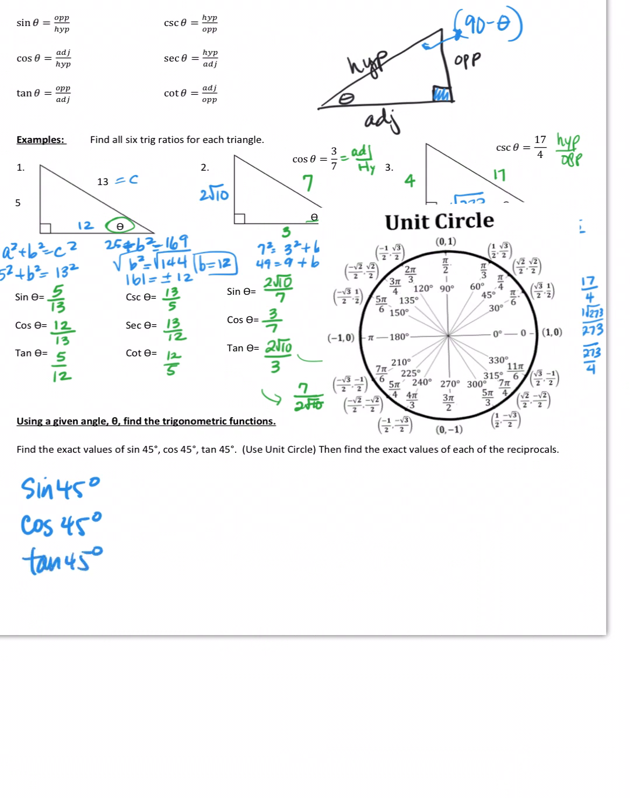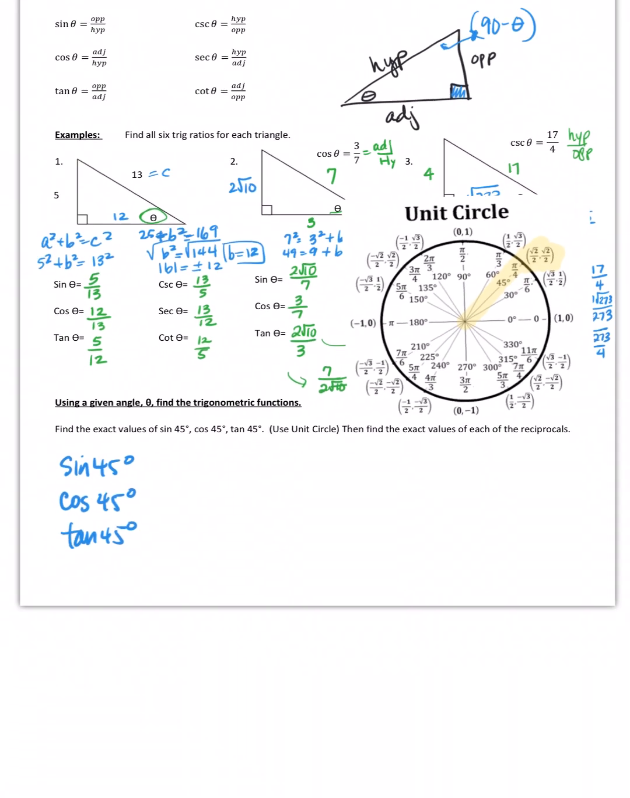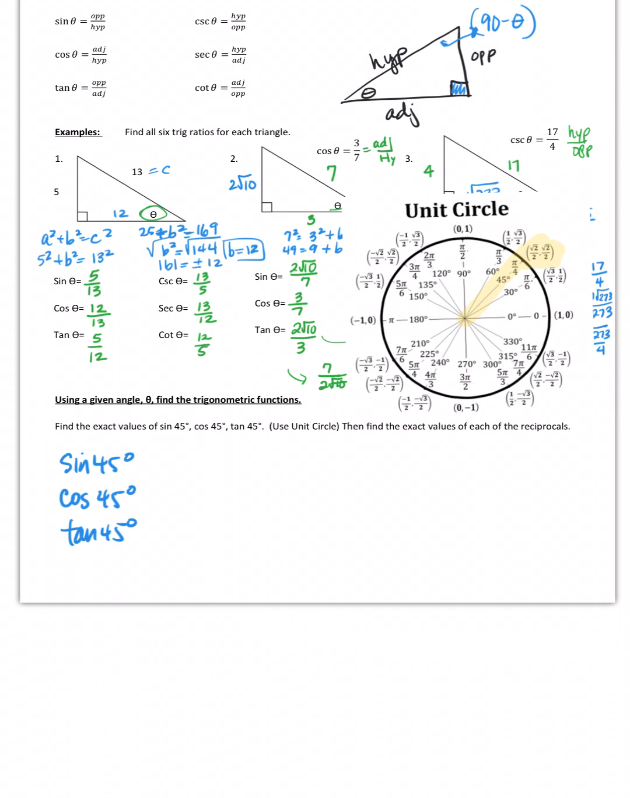All right, so where is 45 degrees? Well, hopefully you realize that 45 is pi over 4, and look at that. It's square root of 2 over 2, square root of 2 over 2. So what is the sine? Well, the sine, remember, is the y value, so it's the square root of 2 over 2. The cosine is the x value. It is square root of 2 over 2. And tangent is these two divided by each other, right? So it's square root of 2 over 2 divided by the square root of 2 over 2. Well, what happens when you do that? You just get a tangent of 1.